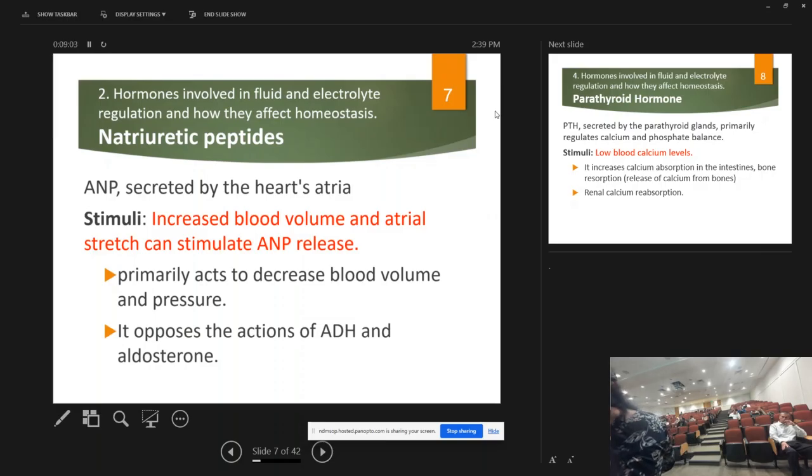Does that make sense? My question was, is the ANP what is causing the osmoreceptor to be stimulated? So ANP has nothing to do with the ADH stimulation or inhibition. They are two different mechanisms appearing in two different places. One is happening in the kidney, the other is happening in the heart. So they both are sensing, in their own way, the volume of the blood.